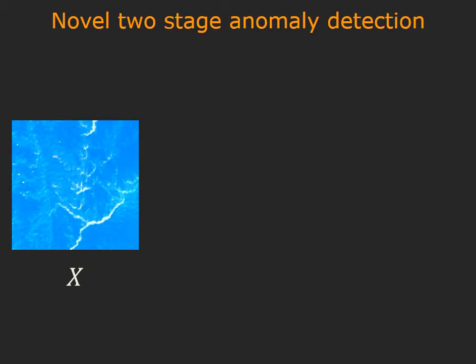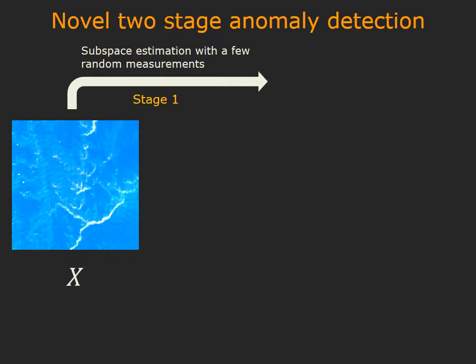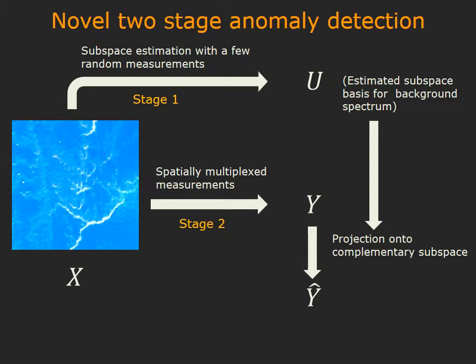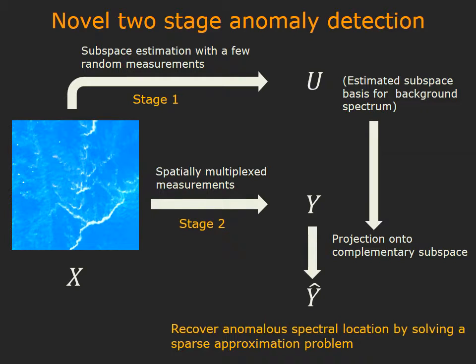We propose a novel two-stage sensing mechanism for this purpose. In the first stage, we estimate a low-rank subspace basis for the background material by acquiring pure spectral measurements of a few random spatial locations in the scene. In the second stage, we take a few spatially multiplexed compressive measurements of the hyperspectral image. By taking a projection onto the complementary subspace, we obtain a sparse signal which can then be recovered using various compressive sensing techniques.